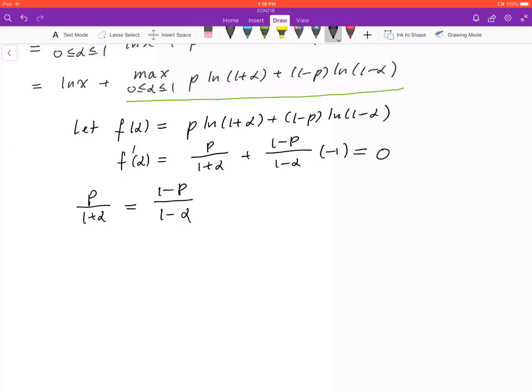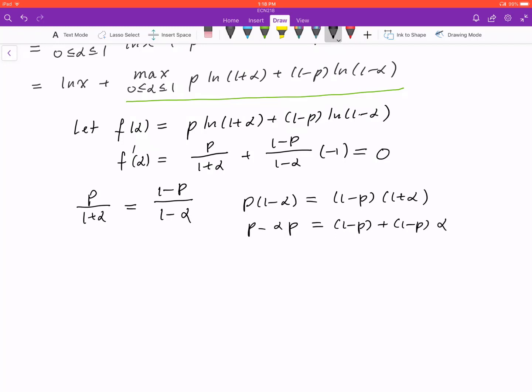And now we continue. So now we try to solve for alpha. So multiply them out. So we have p times (1 minus alpha) is equal to (1 minus p) and (1 plus alpha). And from here we have p minus alpha p is equal to (1 minus p) and plus (1 minus p) alpha.